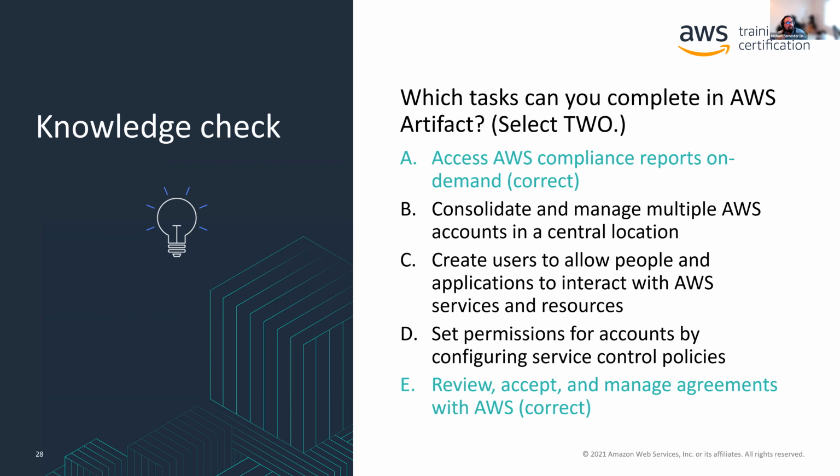Sorry. So the answer here is A and E, as posted by Darren and John, for which task you can complete in AWS Artifact. You can view the compliance reports. You can also review, accept, and manage agreements with AWS. So that would be the agreement section.